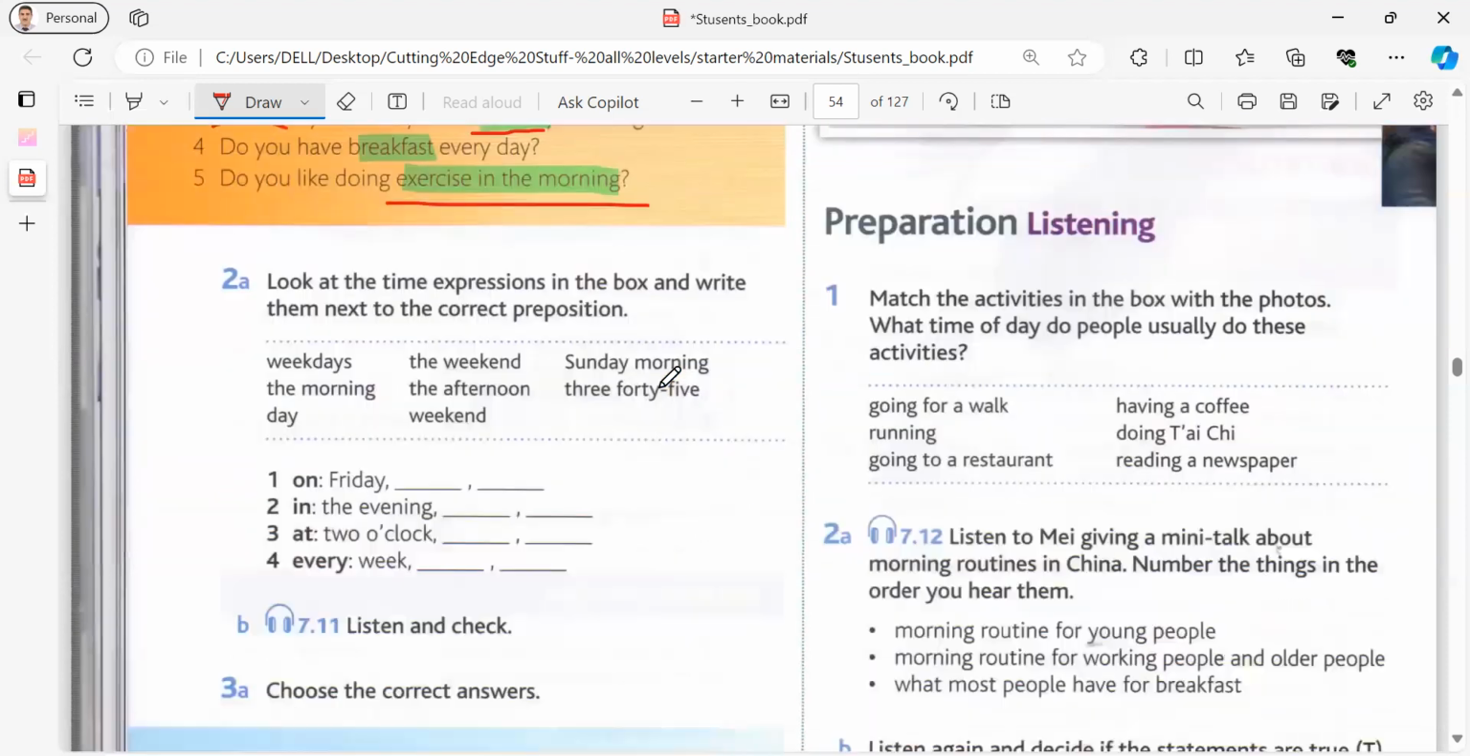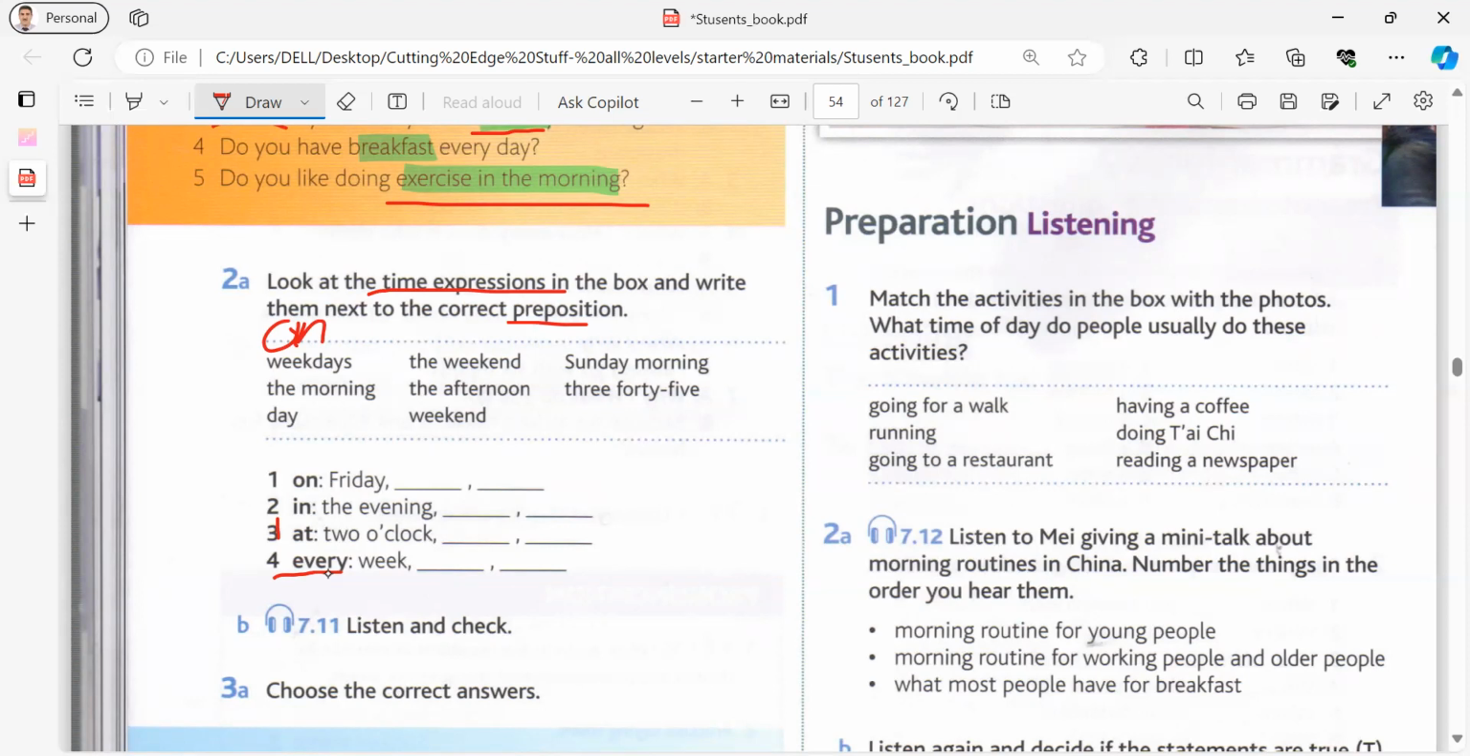Now, what should you do? Please look at the time expressions in the box. Write them next to the correct preposition. We have four prepositions: on, in, at, every. So, weekdays. On, at, in, or every? On weekdays. So this is one. On weekdays, I usually get up early.